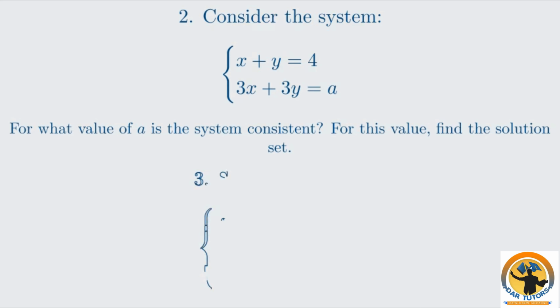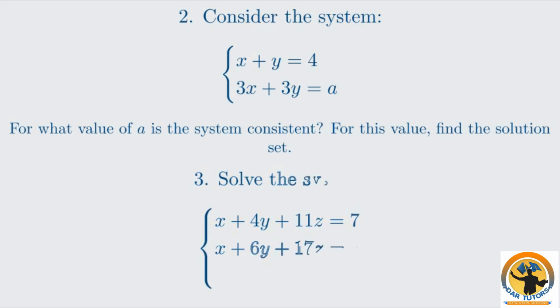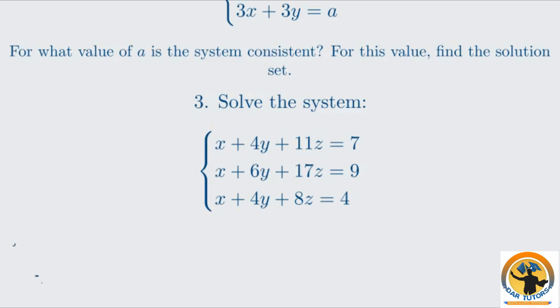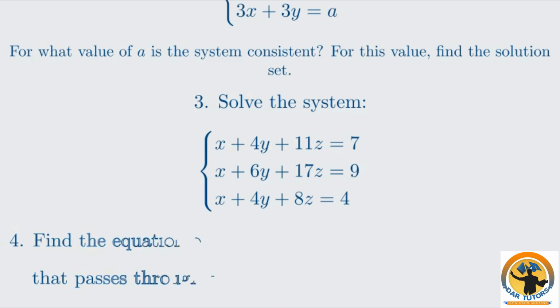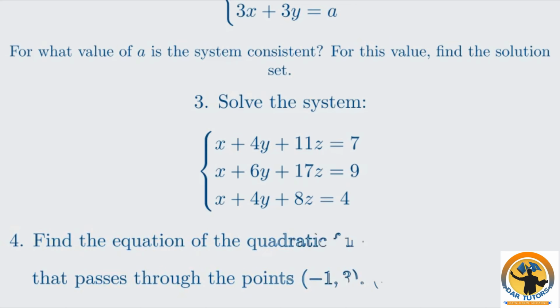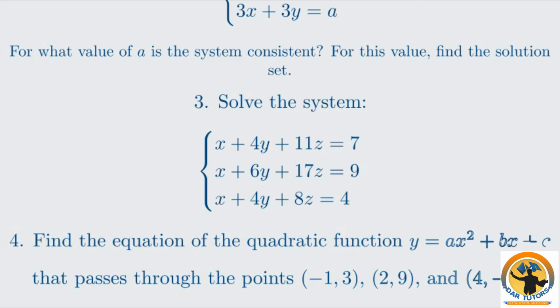Question 3. Solve the 3 by 3 system. x plus 4y plus 11z equals 7, x plus 6y plus 17z equals 9, and x plus 4y plus 8z equals 4. Question 4. Find the equation of the quadratic function y equals ax squared plus bx plus c that passes through the points (negative 1, 3), (2, 9), and (4, negative 7).